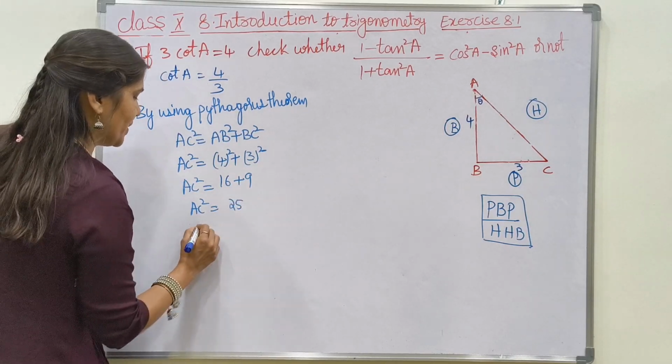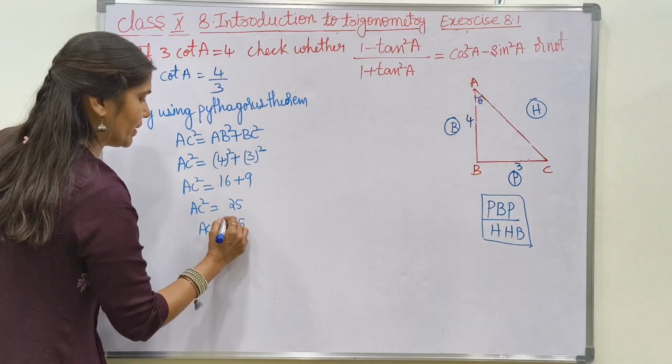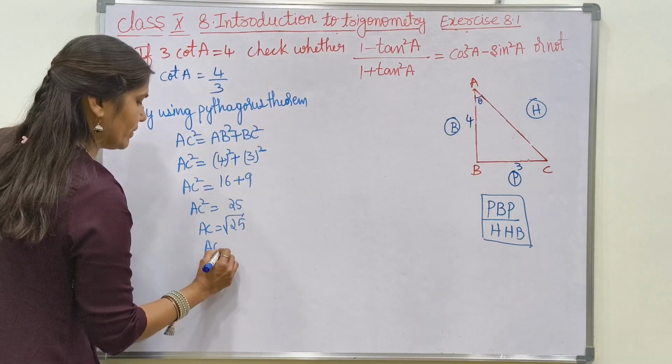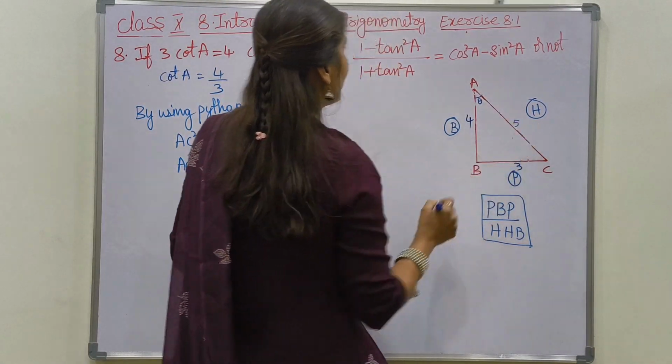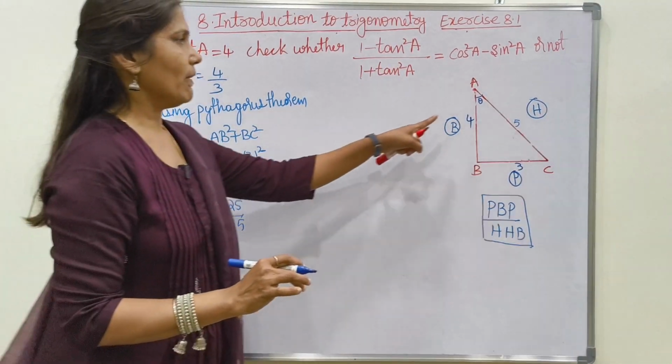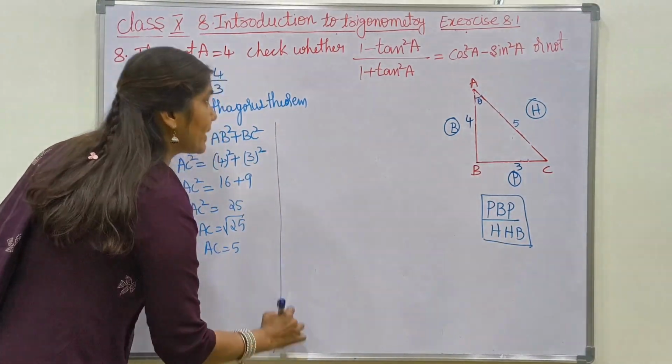AC is equal to root 25, the square goes to the other side and becomes a root. So AC is equal to 5. Now you got this answer, 5. Now you know all three values, and now you can verify whether this is right or wrong.